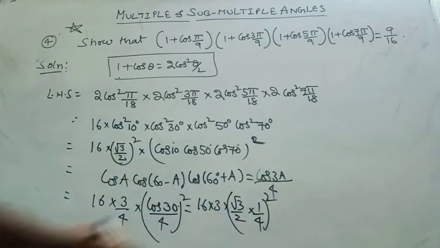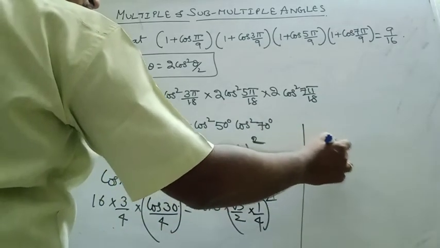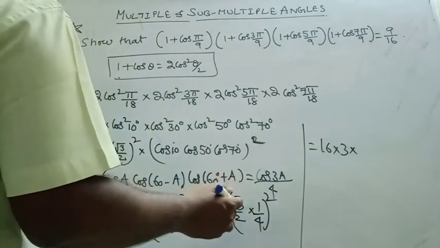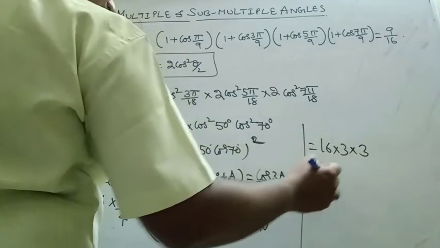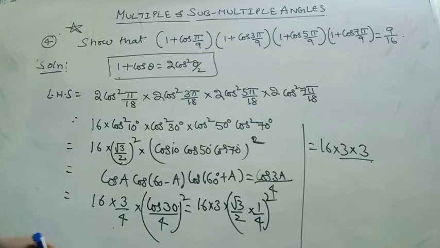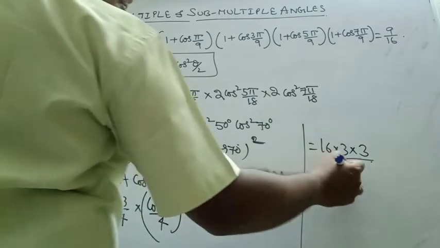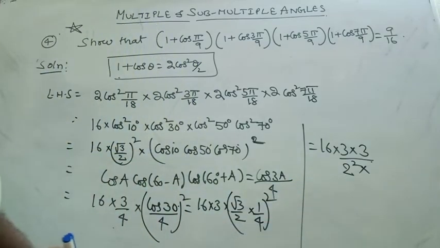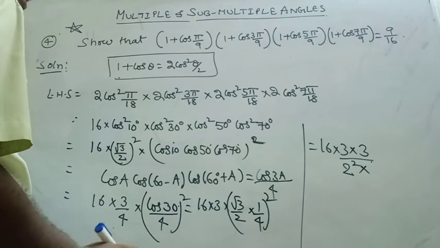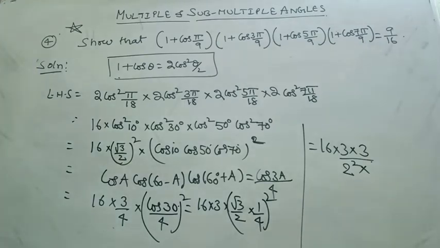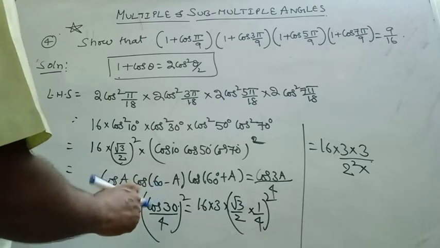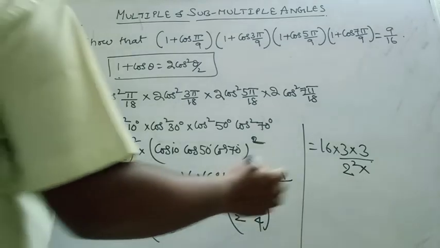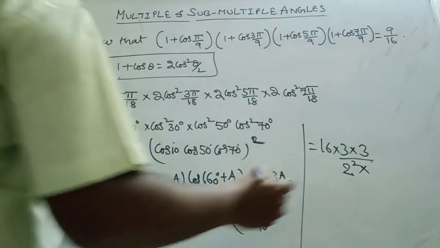Now see my dear students, this is nothing but 16 into 3 into root 3 whole square, that is 3 by 2 square into 4 square. What we are having is 4 square, fine. You see my dear students, cos 30 degrees is root 3 by 2 whole square, into this what we are having here. Already 3 by 4 is also here, of course. 16 into 3 by 4.